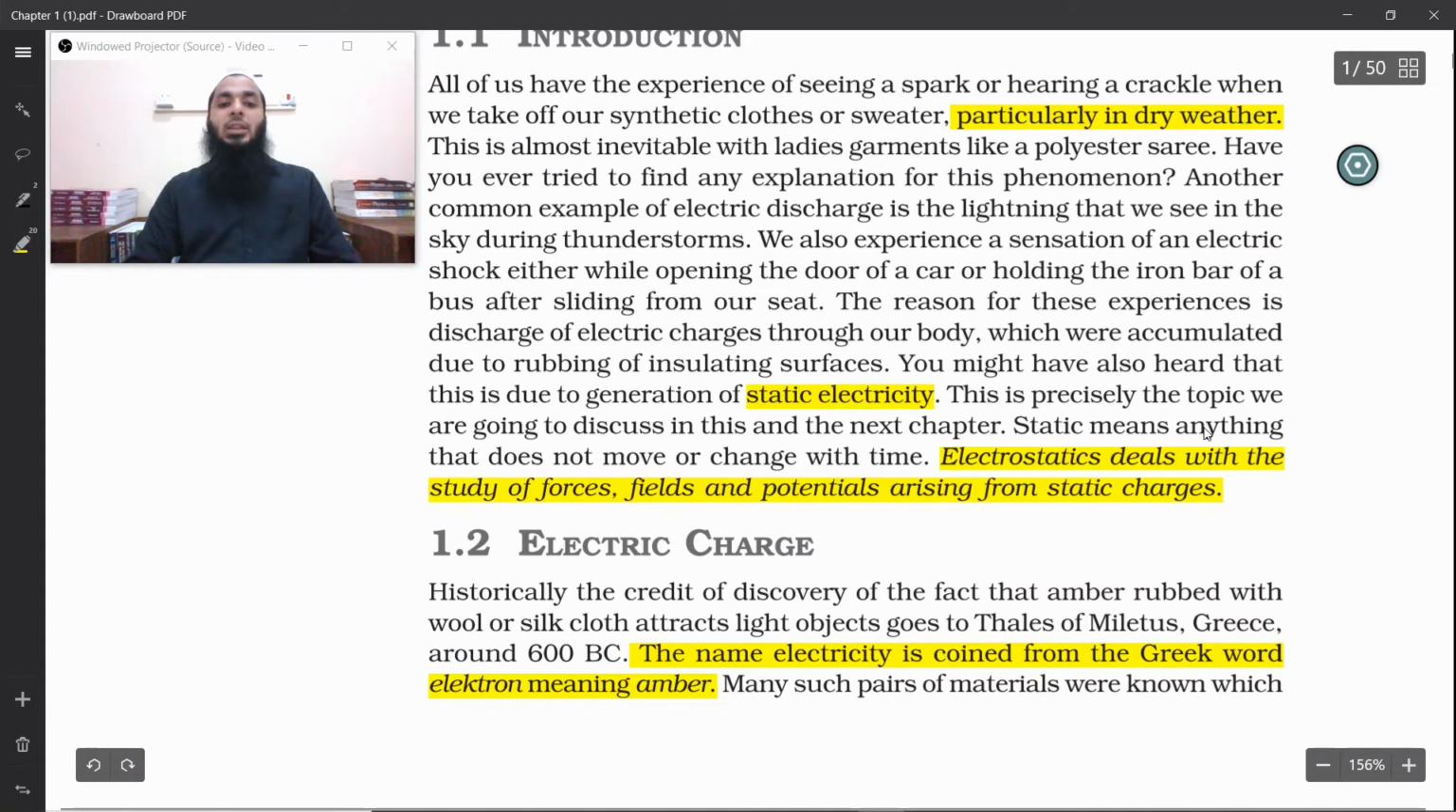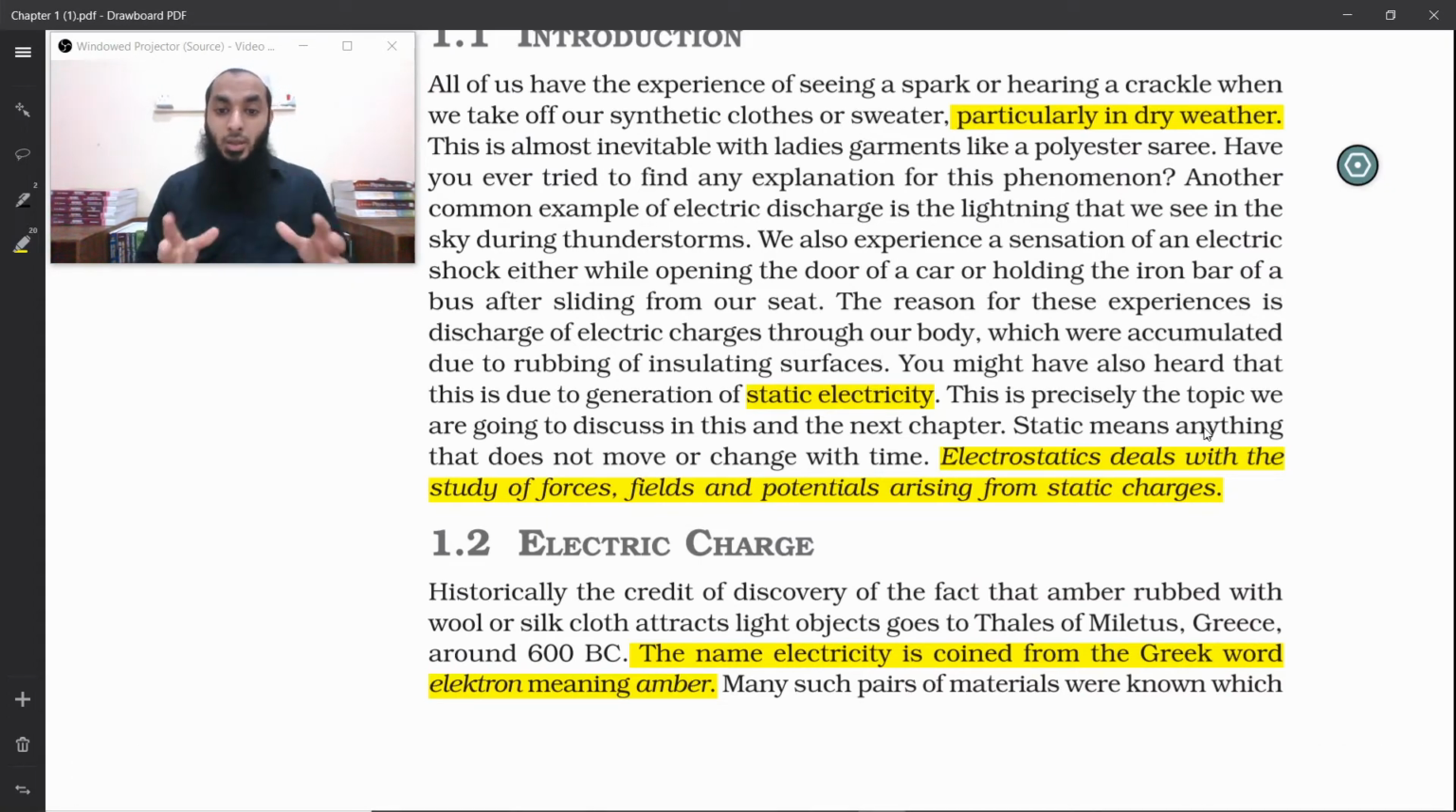Static means anything that does not move or change with time. Yeah, static, you have learnt in mechanics in grade 11. Static, you're studying about bodies at rest, and here what is the body that you're talking about? You're talking about charges. So here charges are at rest, but you said charges move from one body to another. Yeah, it just jumps from one body to another and after that it stays there. So the charges which are at rest on our body, that's what we are going to learn.